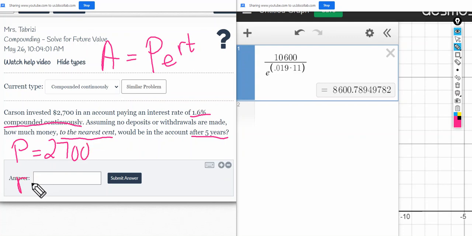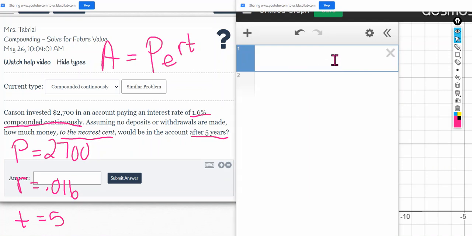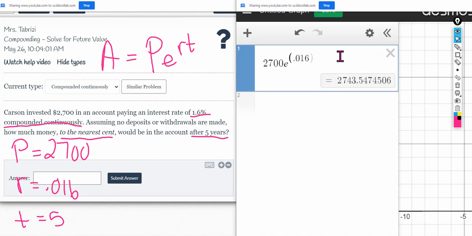Our rate is 0.016. And our time is 5 years. So let's go ahead and, okay, let's type it in. The principal is 2,700. E power and parentheses 0.016 times 5. Okay, so it says to the nearest cent. So we need 2924.88 because we are rounding.